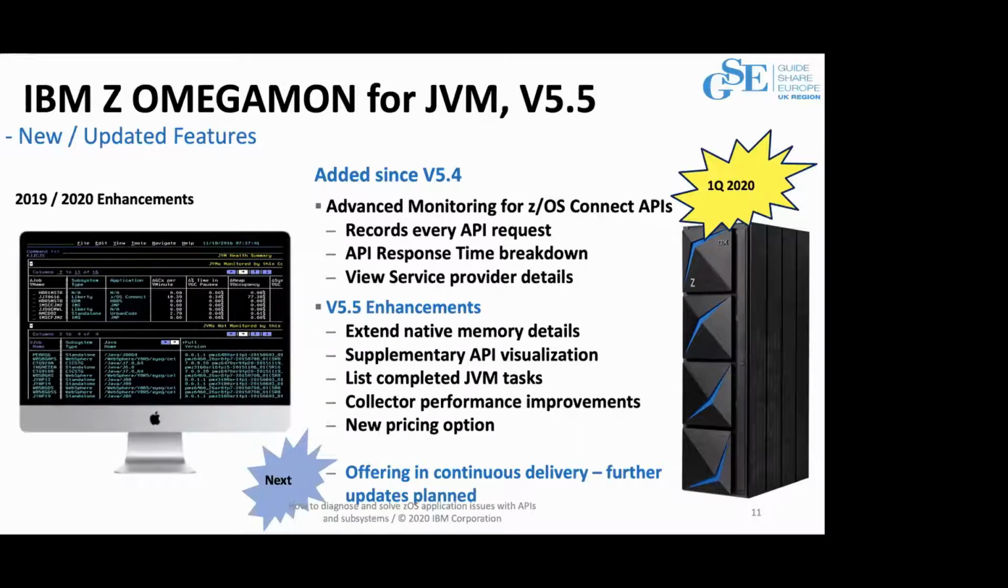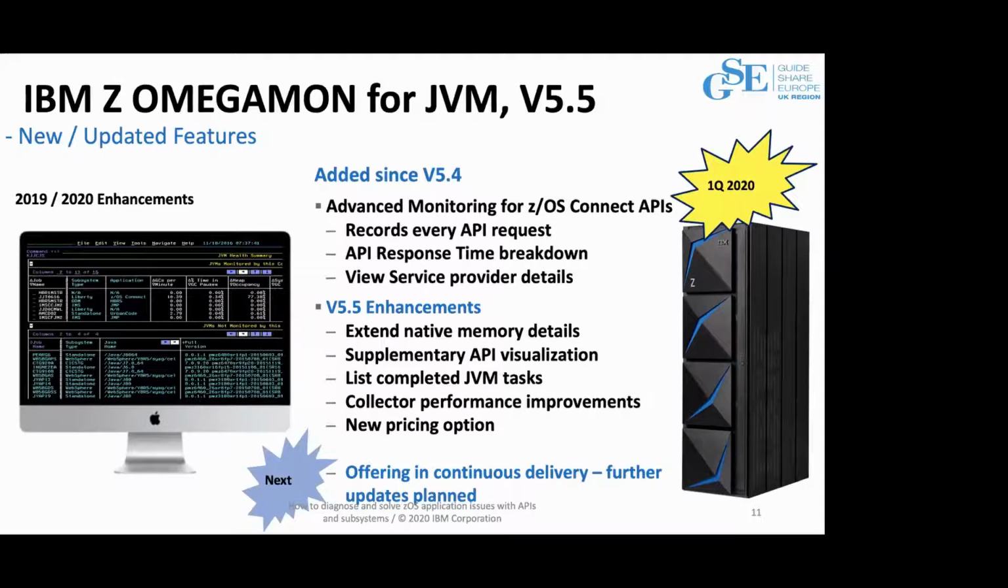We break down the API response time from z/OS Connect time and system of record time. That's key, so you can actually see if the slow response time is in z/OS Connect or part of the system of record. And we actually expose the service provider details. So we tell you now if it's CICS, which CICS program was called or consumed, and/or which IMS region and transaction ID is being called at the system of record.